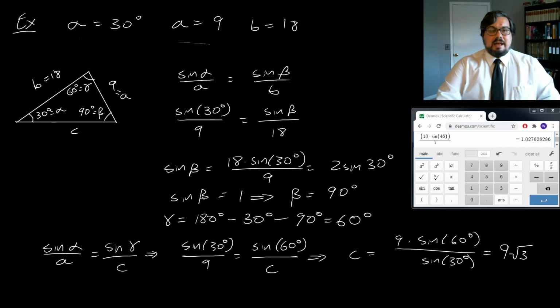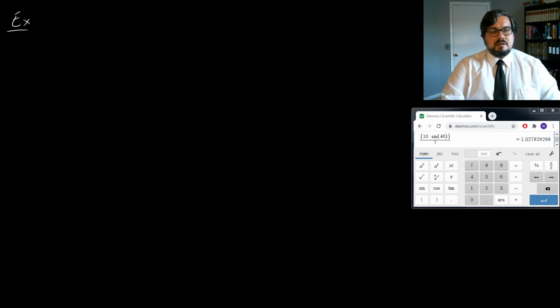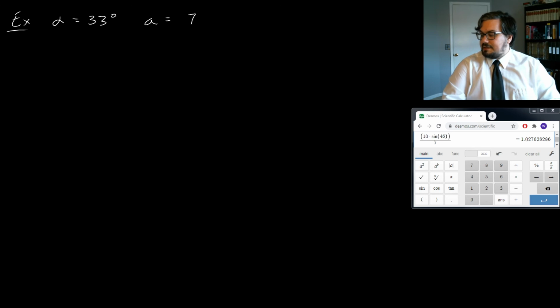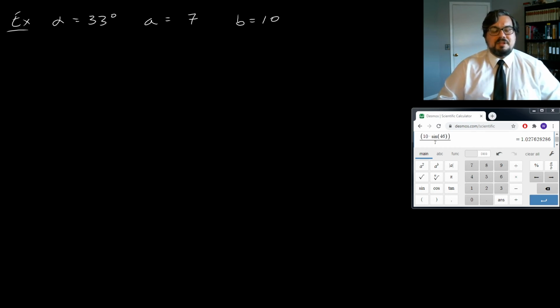All right, let's look at another example. Let's suppose that we've got that alpha is 33 degrees, A is 7, and B is 10. Now, this one's going to take a little bit more space, so I'm not going to sketch out the diagram yet. We'll do that at the end once we've seen what the algebra tells us. So we want to figure out beta because it's the only thing we have access to. We don't know C or gamma, so we can't figure out either of them yet.